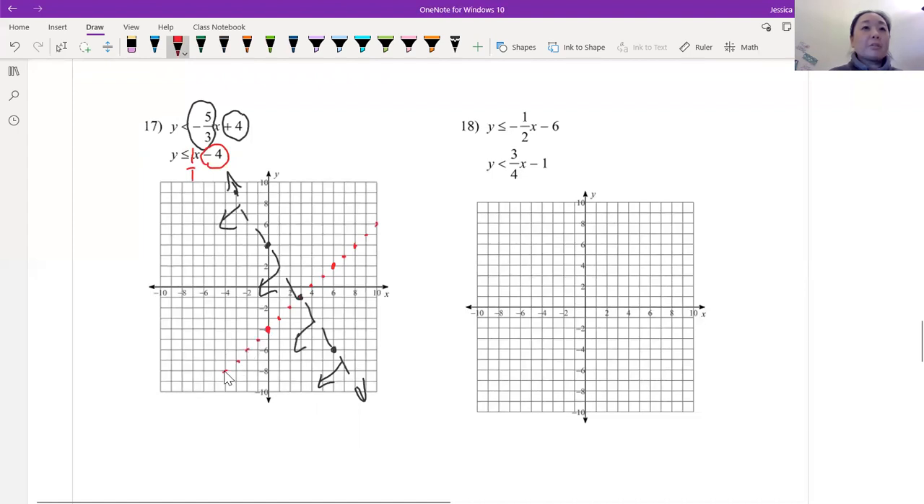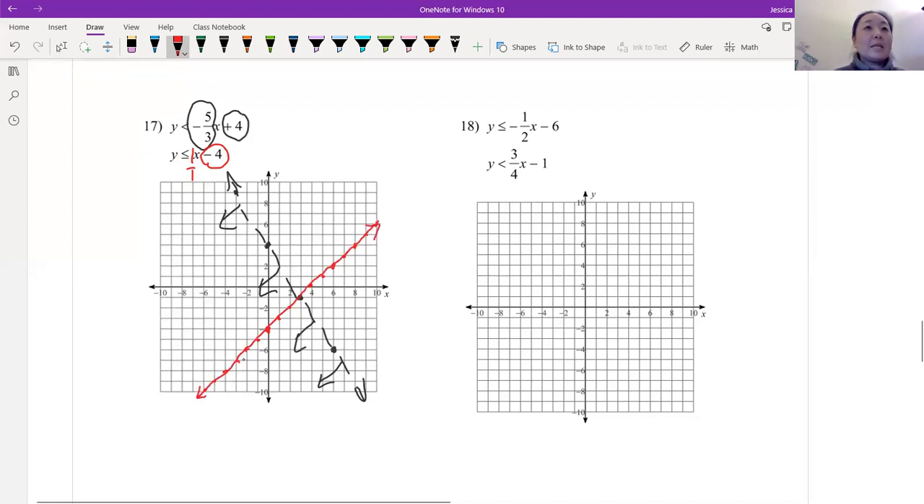Again, you don't have to do all these points. I just do it so that I can make a nice line. And here we go. And it is equal to, so that means it's a solid line right there, because the graph can equal that line. The solutions are also on this line.